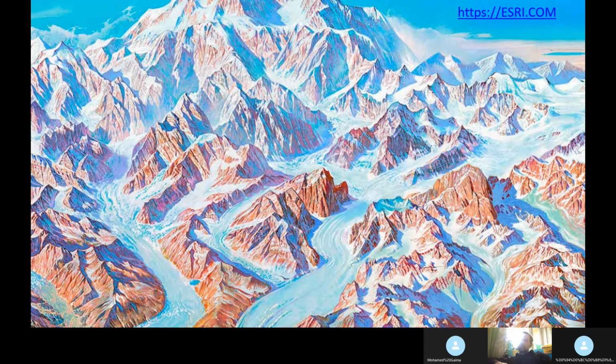I would like to give you some examples of maps. This is a map of Switzerland, mountains and glaciers. I took it from the SRICOM site, but these maps have been made by Edward Imhoff. He's a famous cartographer from Switzerland.